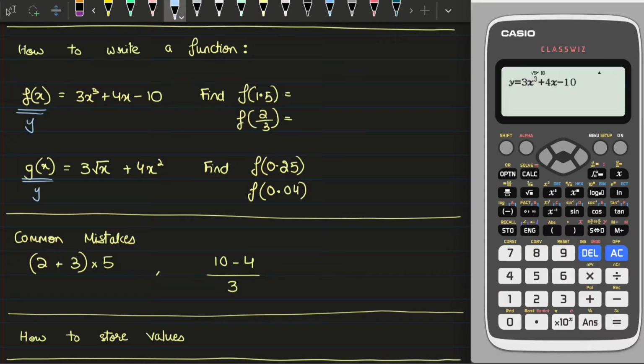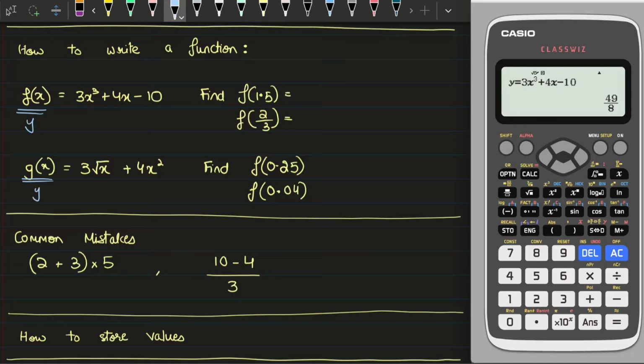Now all you need to do is press this calc button. Don't press shift or anything, just press this calc button. When you press the calc button, it automatically prompts you to enter the value of x. You plug in 1.5, and once you plug in 1.5, you press the equals sign to set the value of x, and then you press equals again, and it automatically solves the equation for you.